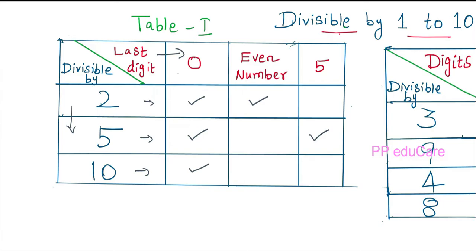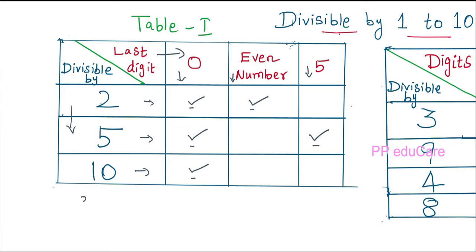Now see the first column. If a number's last digit is 0, then it is divisible by 2, 5 and 10 also. Now look at the second column. If a number's last digit is an even number, then it is divisible by 2. Now look at the third column. If a number's last digit is 5, then it is divisible by 5.